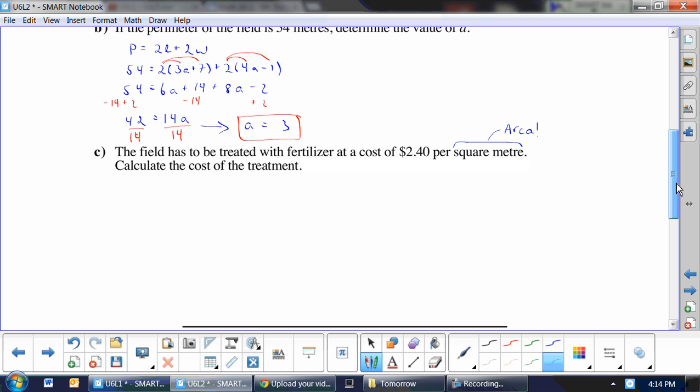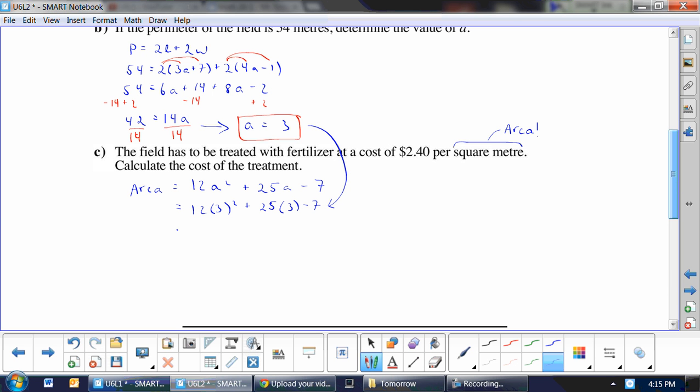So we're going to go, okay, well, area is equal to 12a squared plus 25a minus 7. And we're trying to figure out how many square meters our area actually is. We figured out A in the previous question, so we can substitute A is equal to 3 into our equation. 12 times 3 squared plus 25 times 3 minus 7. We're just taking that A and substituting it in.